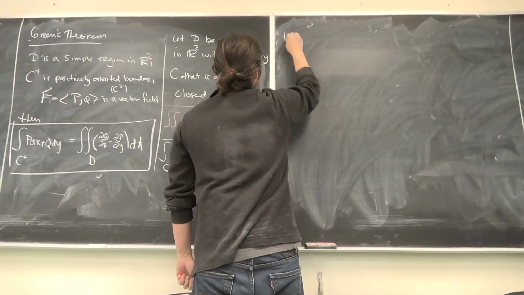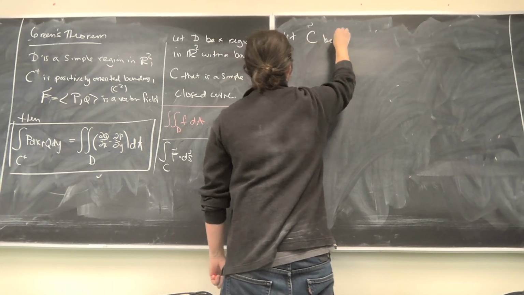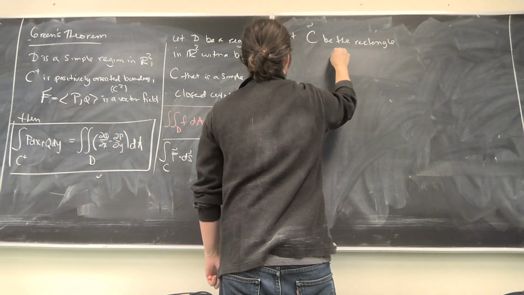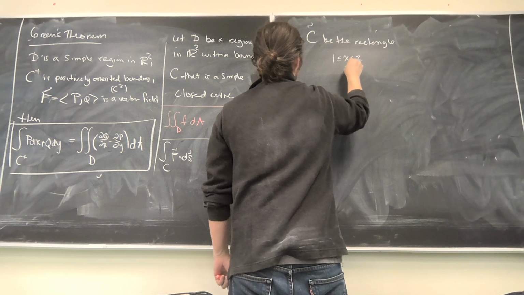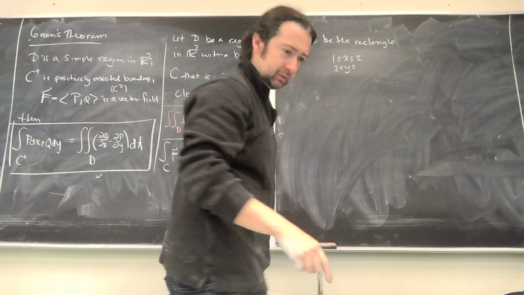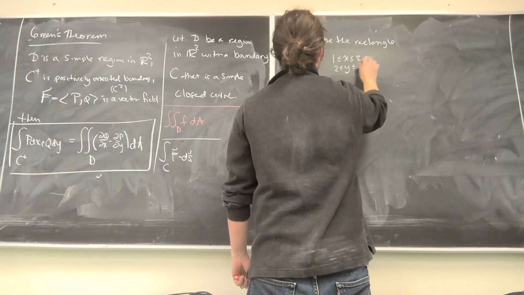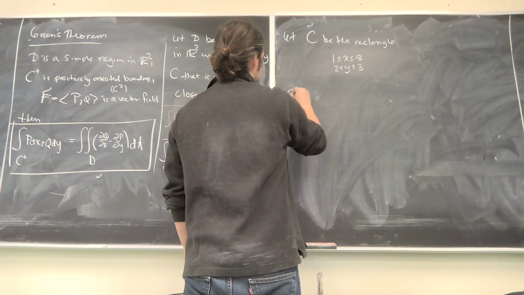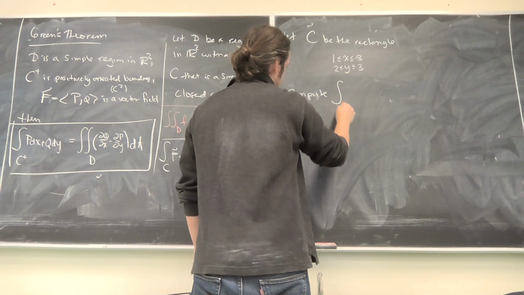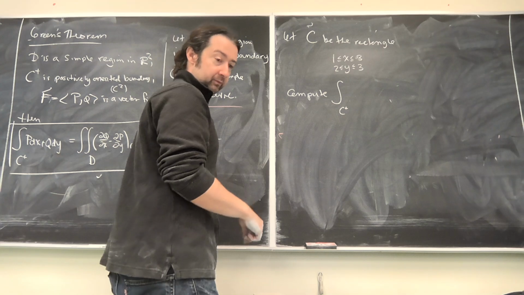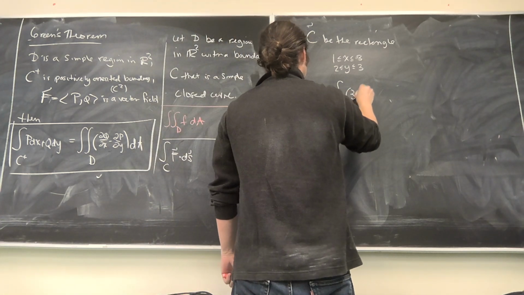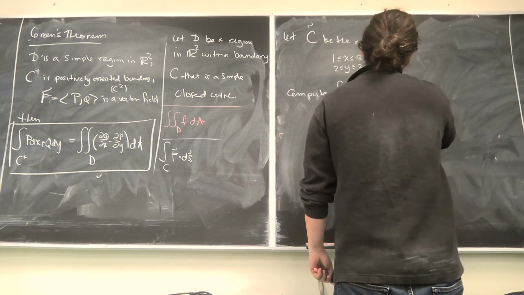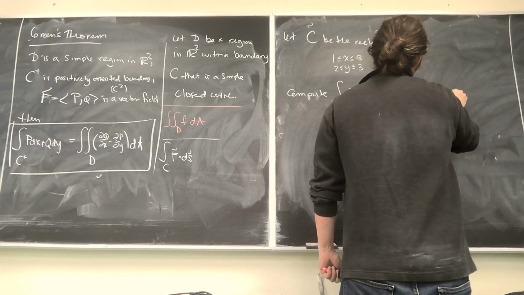Saving trees. So let's let C be the rectangle, let's see, x goes from 1 to 2, and y goes from 2 to 3. I guess this is a 3 here. That won't turn out to matter in this case. Let's compute the integral over C oriented in the positive direction of the vector field (3x^4 + 5) dx + (y^5 + 3y^2 + 1) dy.